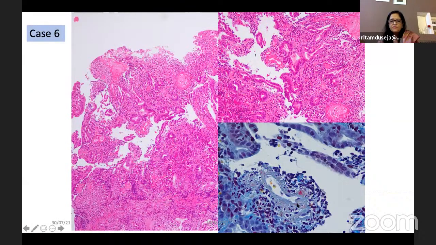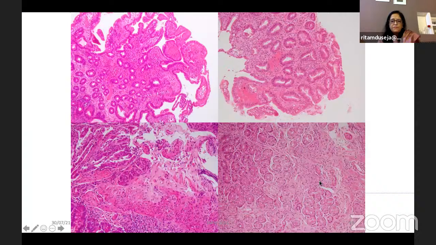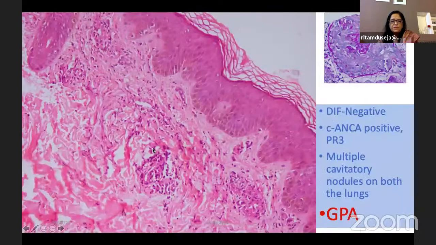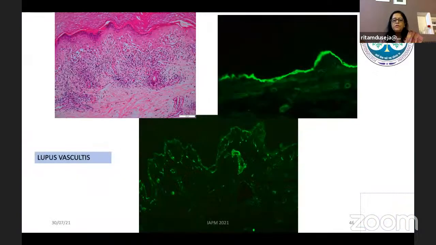Acute arteritis is there in multiple biopsies which were done. Skin also had arteritis, but in this case, IF was negative. Kidney was crescentic GN, which was pauci-immune, and there were multiple lung lesions. So this was labeled as GPA. What I'm trying to emphasize is that the clinical scenario also matters. Just based on morphology and immunofluorescence, we cannot label it.